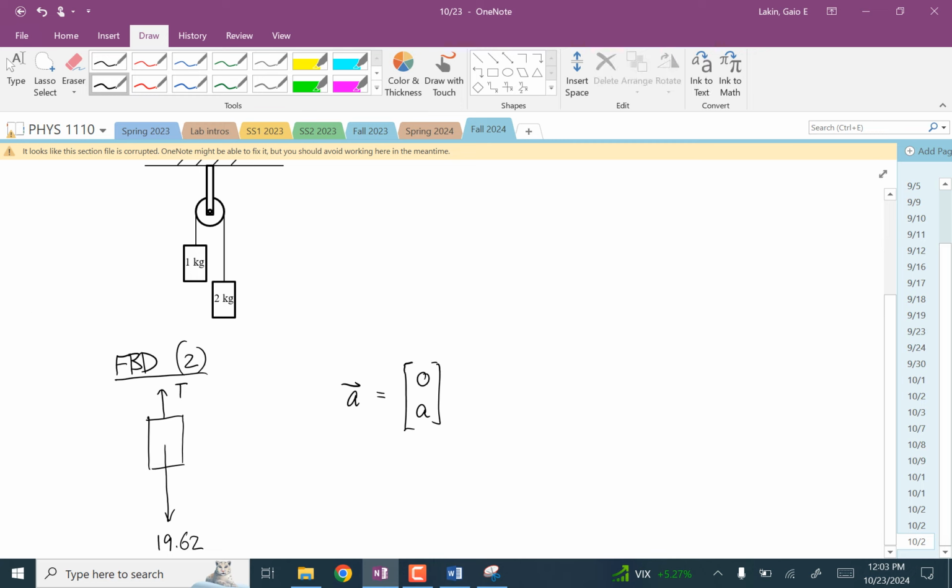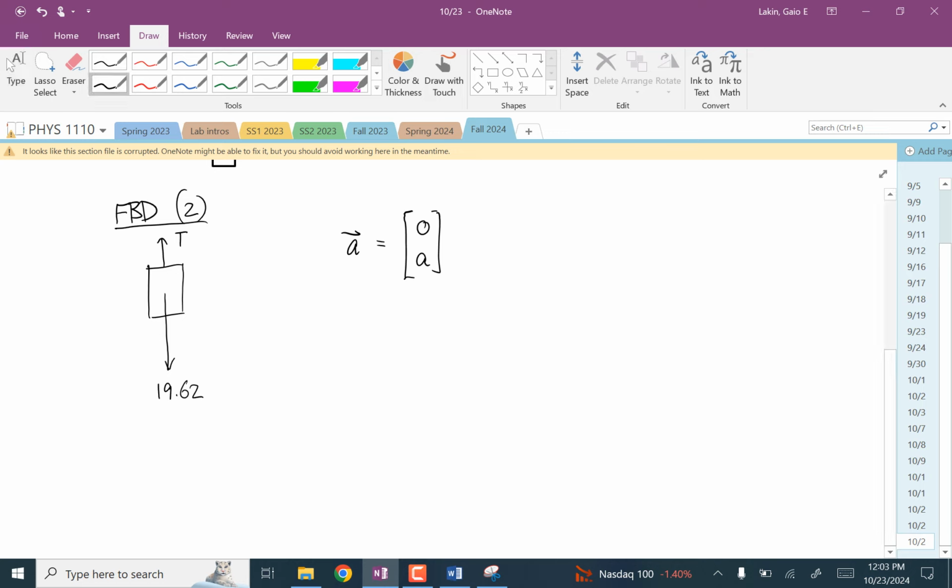The reason I wanted to do the 2 kilogram one first is to point out that you can look at this and see that the 2 kilogram is going to accelerate down and the 1 kilogram is going to accelerate up just because of their different weights. But you don't have to recognize that. All you have to do on that first body is determine, is it along x or along y?